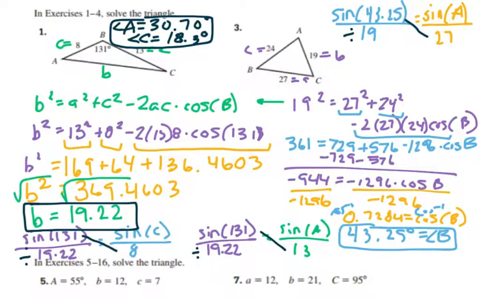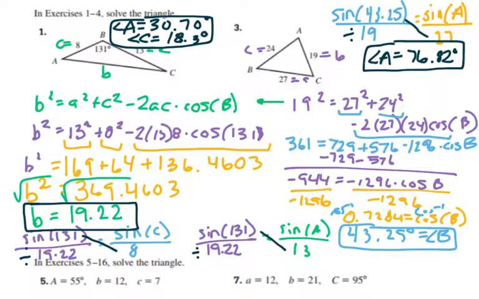So sine of that 43 thing times 27 divided by 19, but then of course we have to take the sine inverse of that decimal. So that means that angle A ends up being 76.82 degrees.